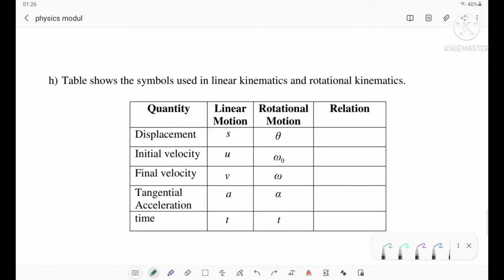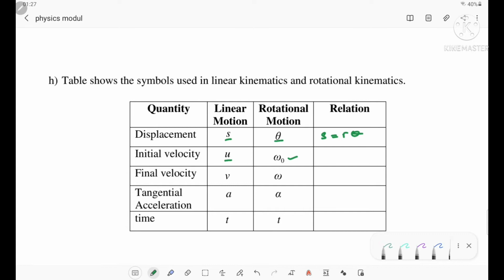The table shows the symbols used in linear kinematics and rotational kinematics. For the displacement, the symbol for the linear is s, and the rotational is theta. The relation between the linear and the rotational is s is equal to r theta. For the initial velocity, we have u for the linear motion, and for the rotational motion, we have omega naught.